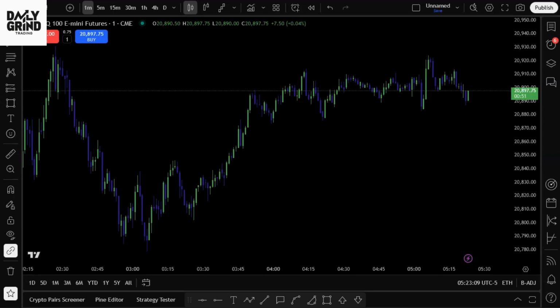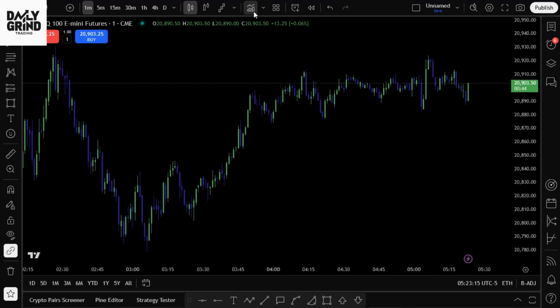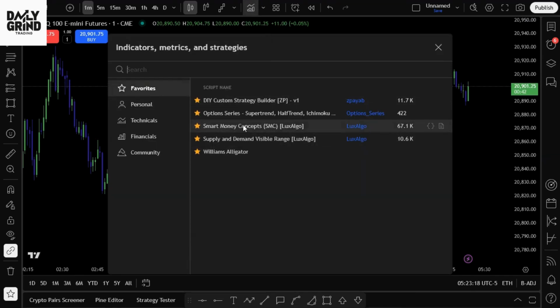This morning, I'm going to walk you through my setup for this morning. This is NQ. I'm currently on the 1 minute chart. I'm going to go to my indicators. I'm going to select Smart Money Concepts by Lux Algo.